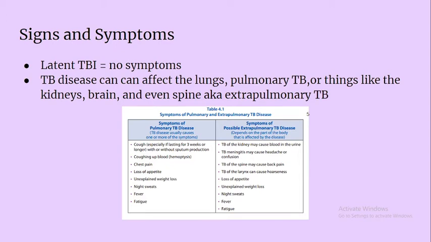So the symptoms, whether it's pulmonary or extrapulmonary, there are similarities like loss of appetite, unexplained weight loss, night sweats, fever, and fatigue. But there are a few differences with pulmonary. Since it's with your lungs, you're going to end up with a cough, probably, and maybe even coughing up blood and chest pains. But with extrapulmonary TB, the differences depend on where it is. If it's in your kidney, you might see blood in your urine. If you have TB meningitis, you might have a headache and confusion; in your spine, back pain; in the larynx, hoarseness.